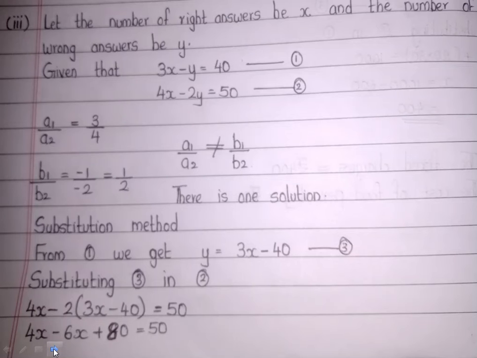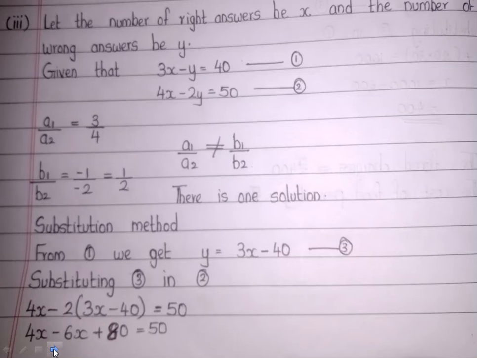Yash scored 40 marks in a test, getting 3 marks for each right answer and losing 1 mark for each wrong answer. So, in the test, 3 marks for each right answer. We took x for right answer. So, 3x minus 1y equal to 40. Why minus, children? Why did I take minus there? Because it is losing. That is why I took negative there. Okay. 3x minus y equal to 40 was the first condition.